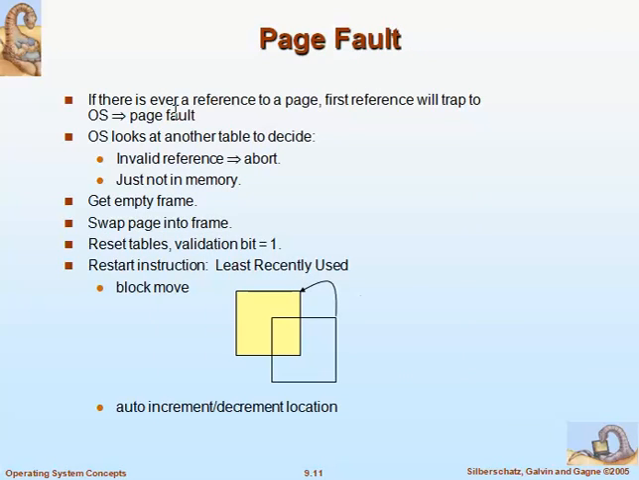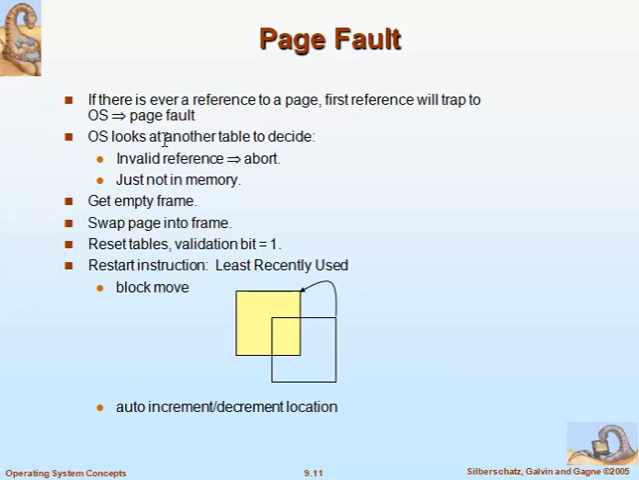Okay, if there is ever a reference to a page, the first reference will be trapped to the operating system, that is a page fault. A page fault means that if that particular page is not available in the memory, then in the page table we will have the entry as I, invalid, or 0. So that will result in a trap, and that trap is captured by the operating system.